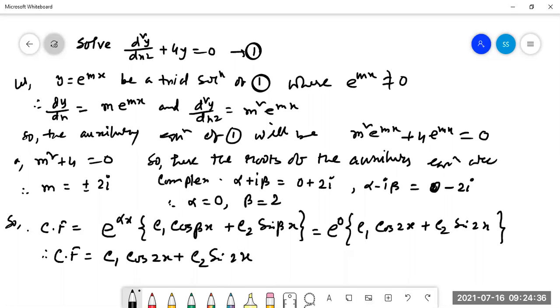Is it understood? Where C1 and C2 are arbitrary constants. Is this one understood by everybody?